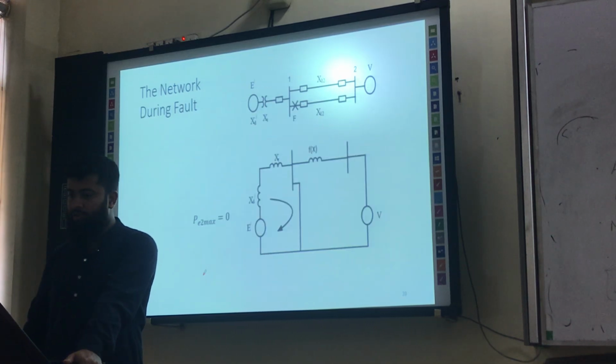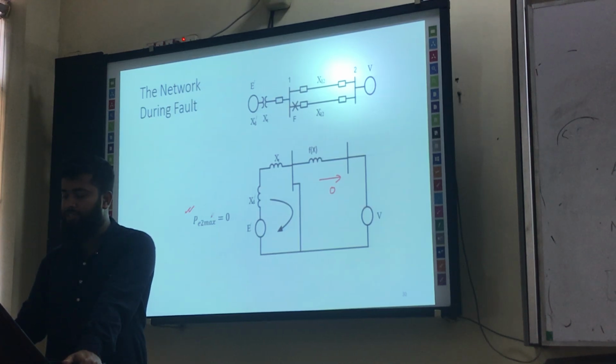Then the during fault case, there is a short circuit path, right? So all of the power and current will be returning back to the system. So there will be no power transfer to the infinite bus. That's why in this case the maximum power transfer to the infinite bus system is equal to 0.